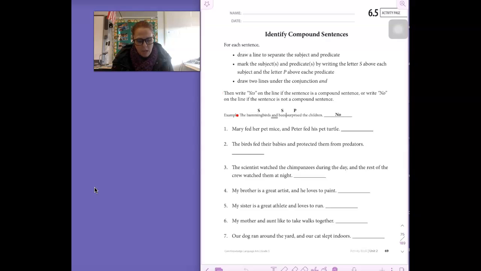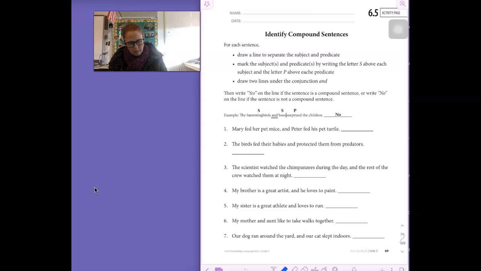For example, the hummingbirds and bees surprised the children. So they put the line here because that's the line that separates the nouns and the verb and the rest of the sentence. So hummingbirds and bees are the subjects, the nouns. The predicate is this, surprised the children. It's just one idea. There's two subjects, one predicate. It is not a compound sentence. Let's take a look together.